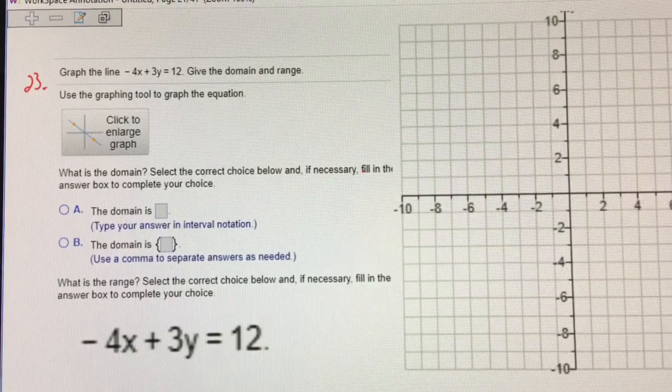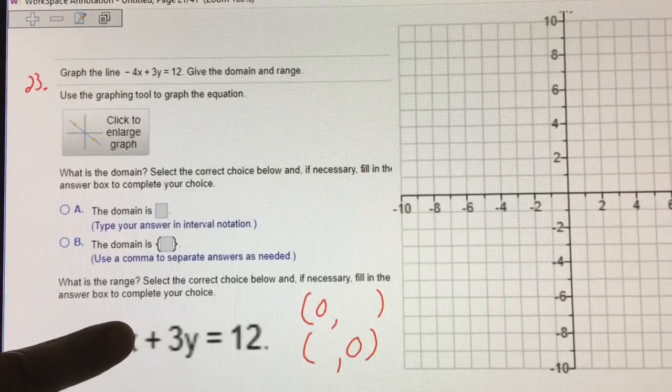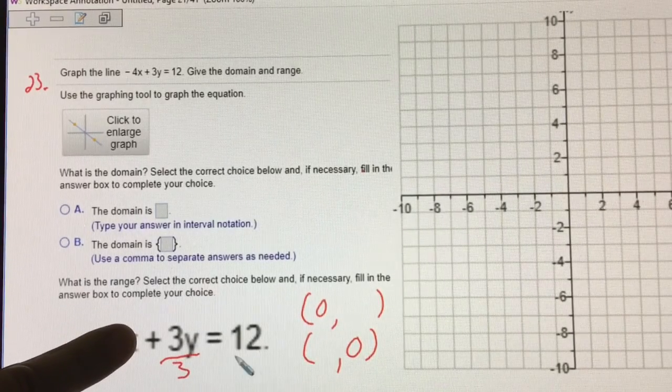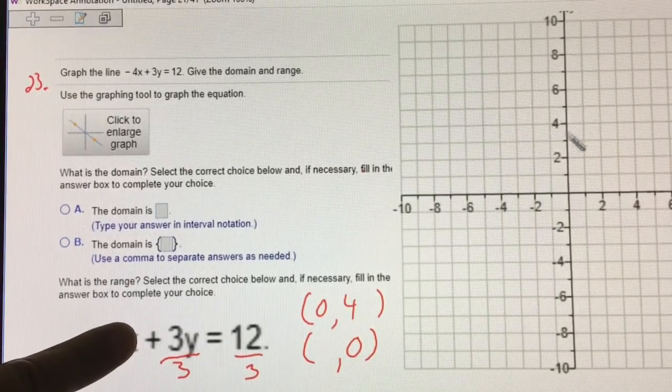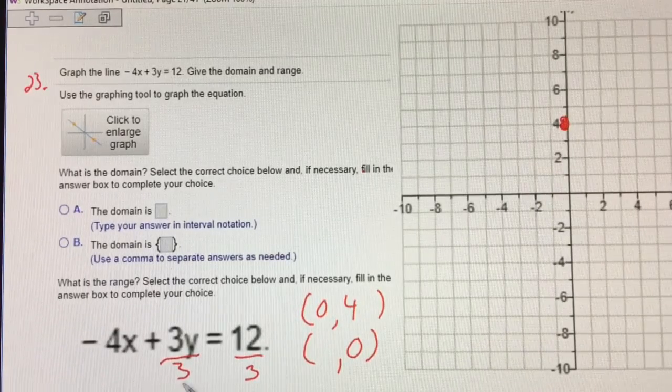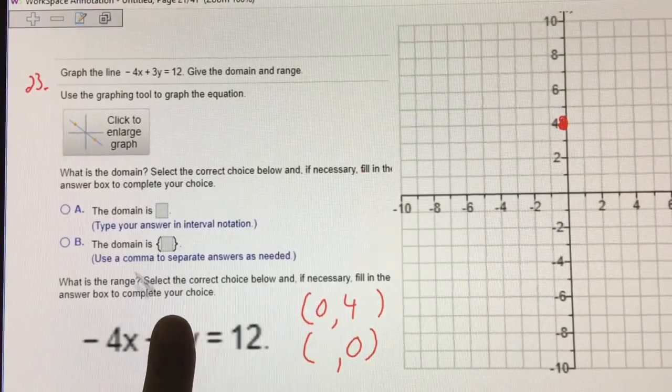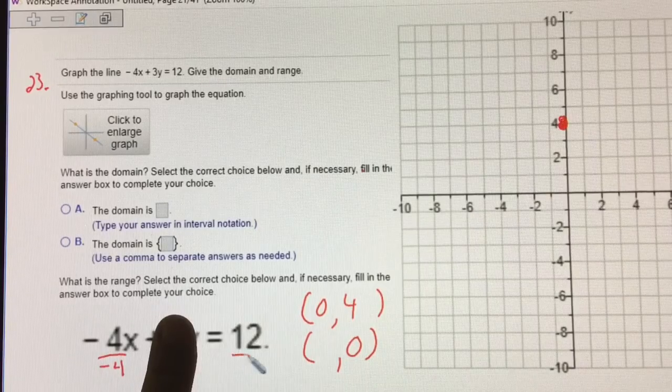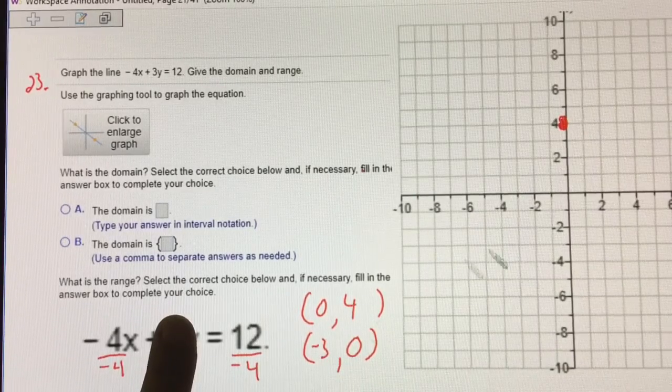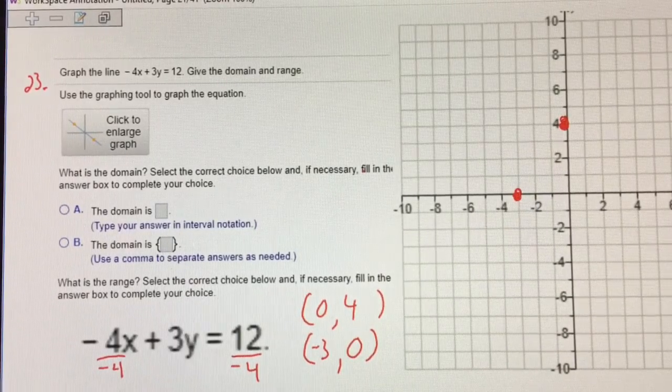Wants me to graph this. Instead of rewriting it in y equals mx plus b form, I'm just going to do my yin-yang and find the intercepts. So all I do is cover up that 4x and divide both sides by 3, and that means my y value will be 4. So I can graph that 0, 4 right there. Now I'm going to hide the 3y, and that means I'm going to divide both sides by -4 to solve for x. And that's going to give me -3. So I go to -3, 0, pop my dot, then I'm going to graph it.